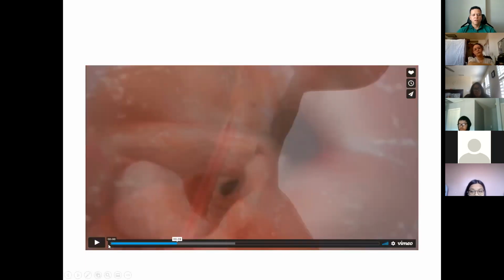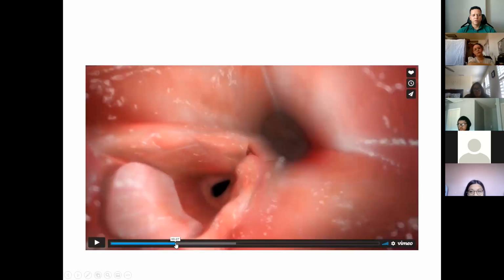Food moves. Let me show you right here. It's a good view. So here we have the epiglottis, right in the back of the tongue.